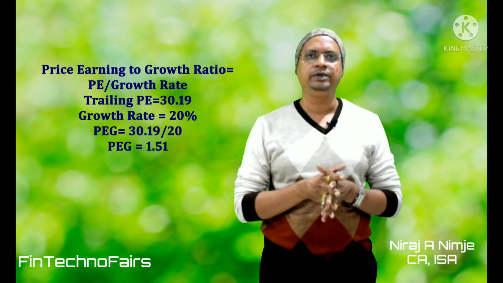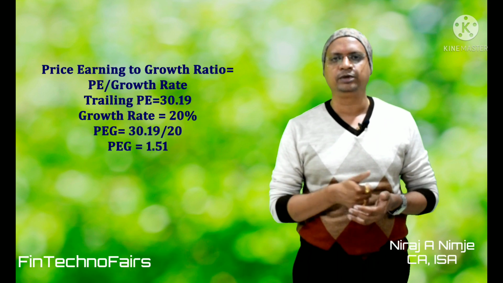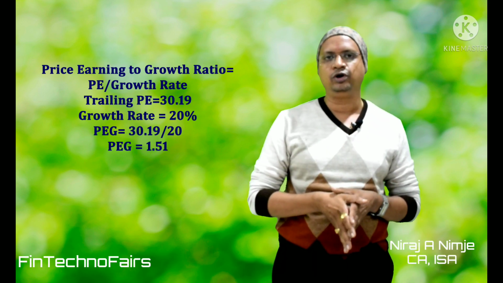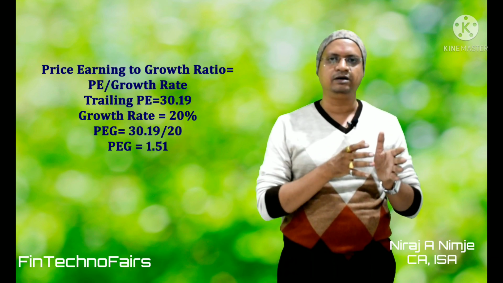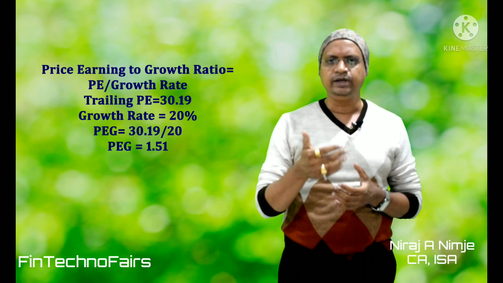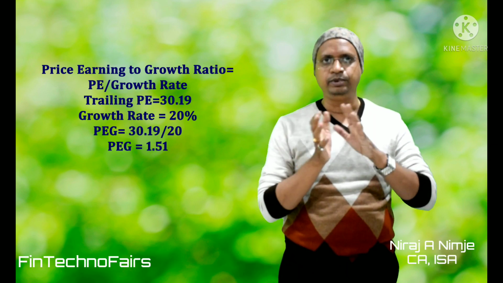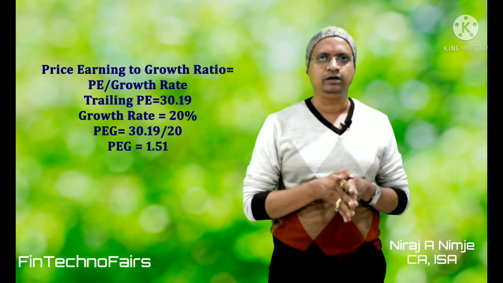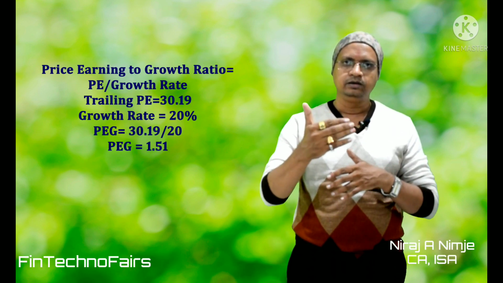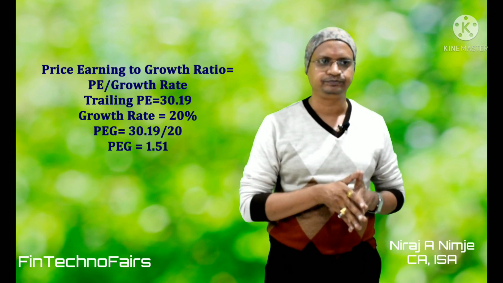Instead of just looking at the PE ratio, PEG also factors in the growth rate of the company, which is crucial in understanding whether something is reasonably valued or not. In our previous example, our trailing PE was 30.19. If we expect a growth rate of say 20% in next 1 year, then our PEG ratio will be trailing PE of 30.19 divided by growth rate, that is 20. We get a PEG ratio of 1.51.